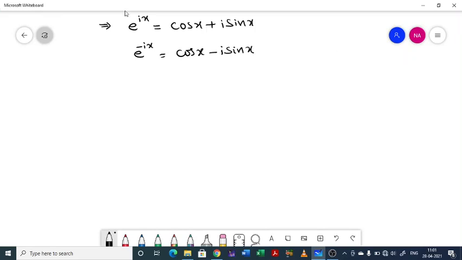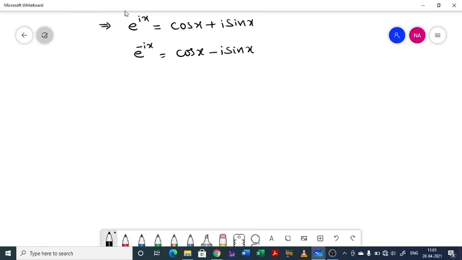So we got e power ix equal to cos x plus i sin x, and e power minus ix equal to cos x minus i sin x. Now if you add these two, the imaginary parts get cancelled and you get 2 times cos x. So we have some of the important identities that I list here.